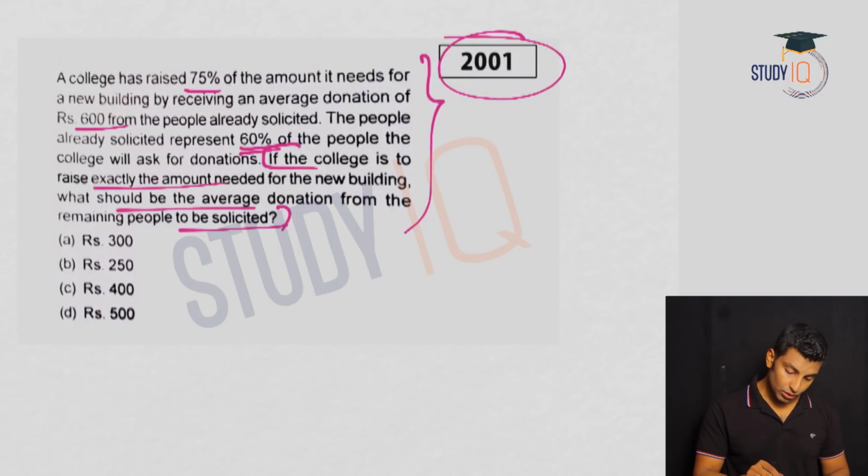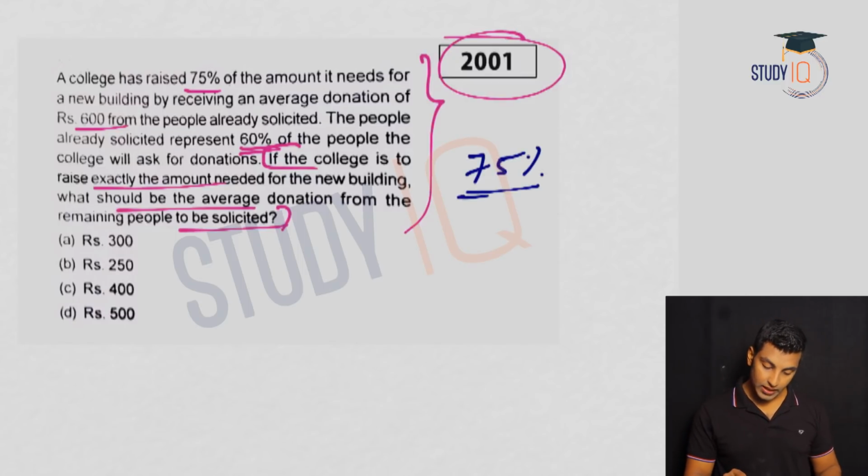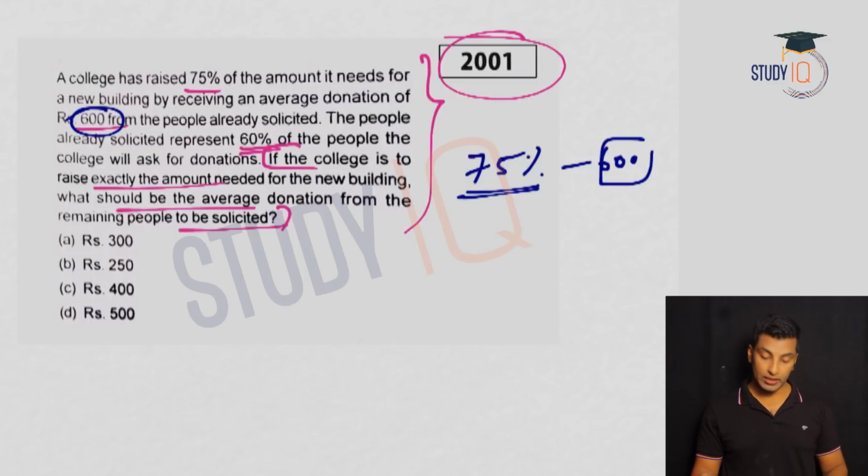What is given is that the college was able to raise 75% of the amount required for the building by receiving a donation of 600 from people already solicited. Now the people already solicited represent 60% of the people from whom the college will ask.